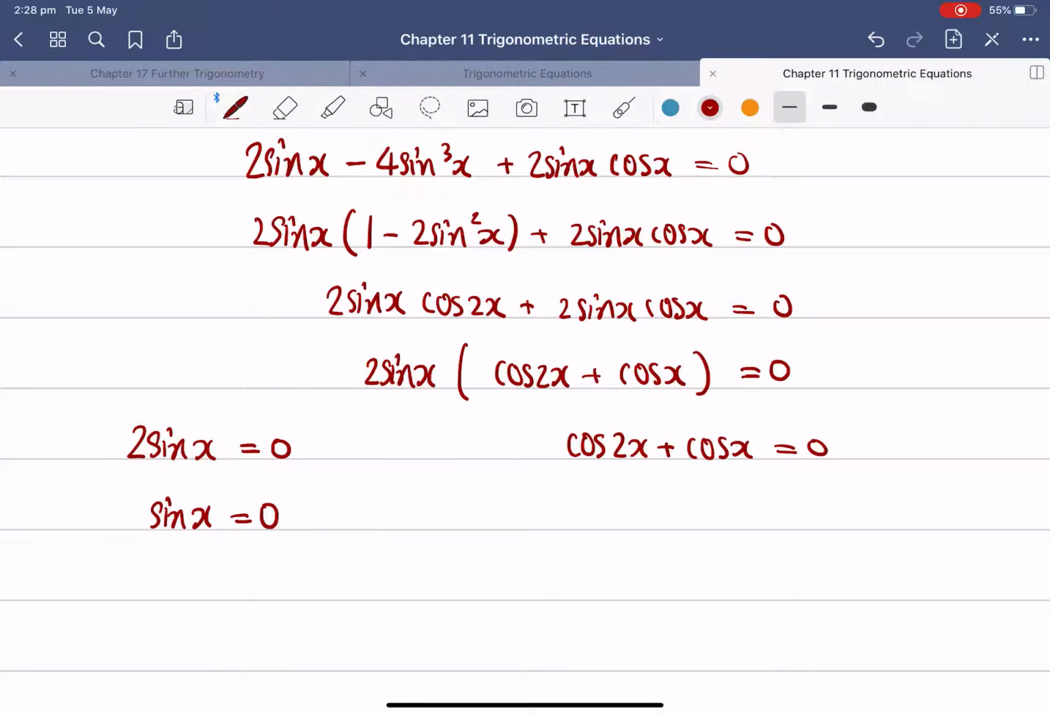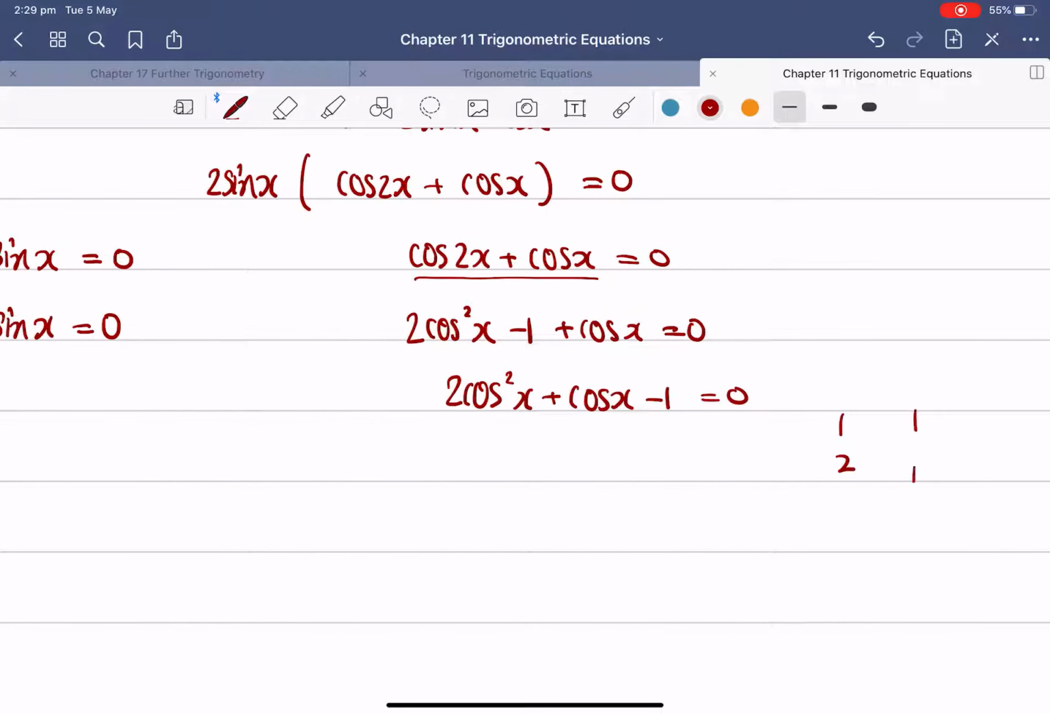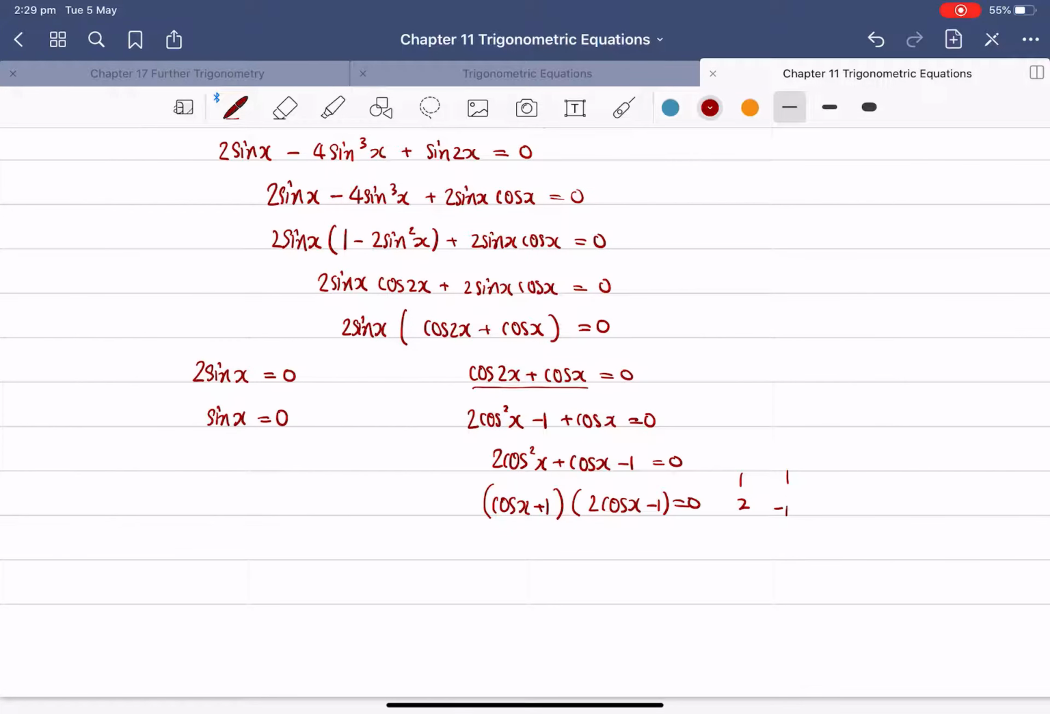So that one is sine x equal to 0. You can solve that one easily. However, on this side, what you need to do is further break down into the double angle formula for cosine, and that becomes a quadratic equation. It's a bit crazy for this one here. I'm just going to quickly do that. So that gives you cosine x plus 1. After you factorize it, you get 2 cosine x minus 1 equals 0. So now you get cosine x equals minus 1, and then cosine x equals half.